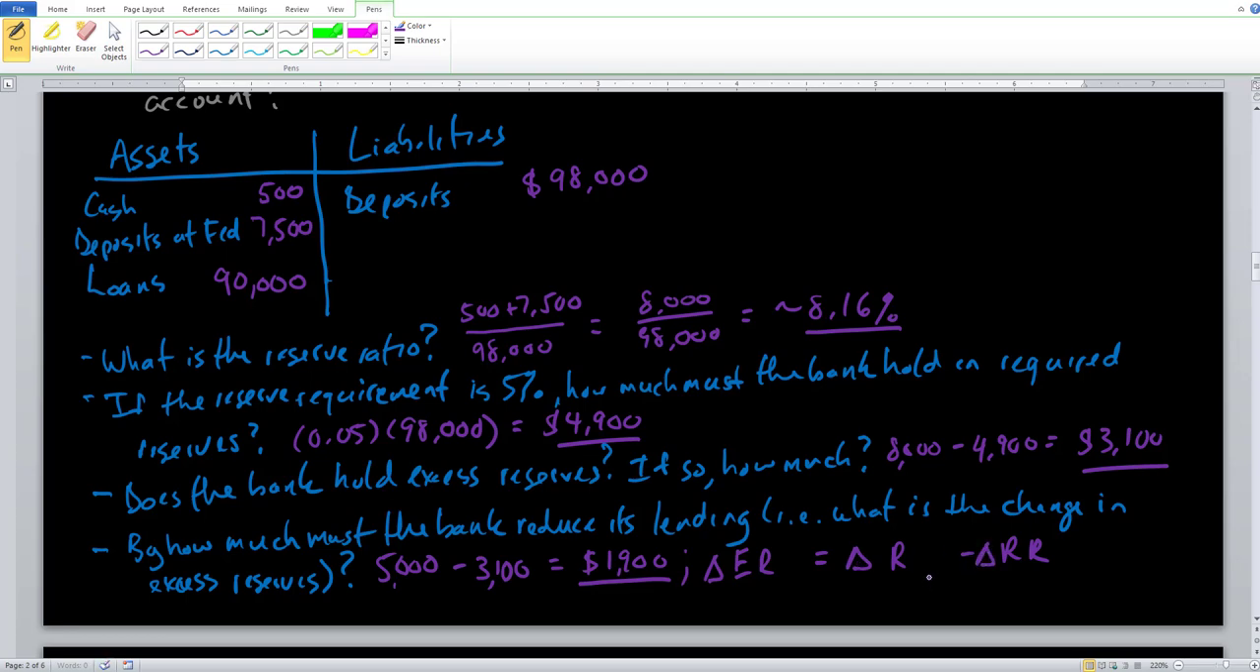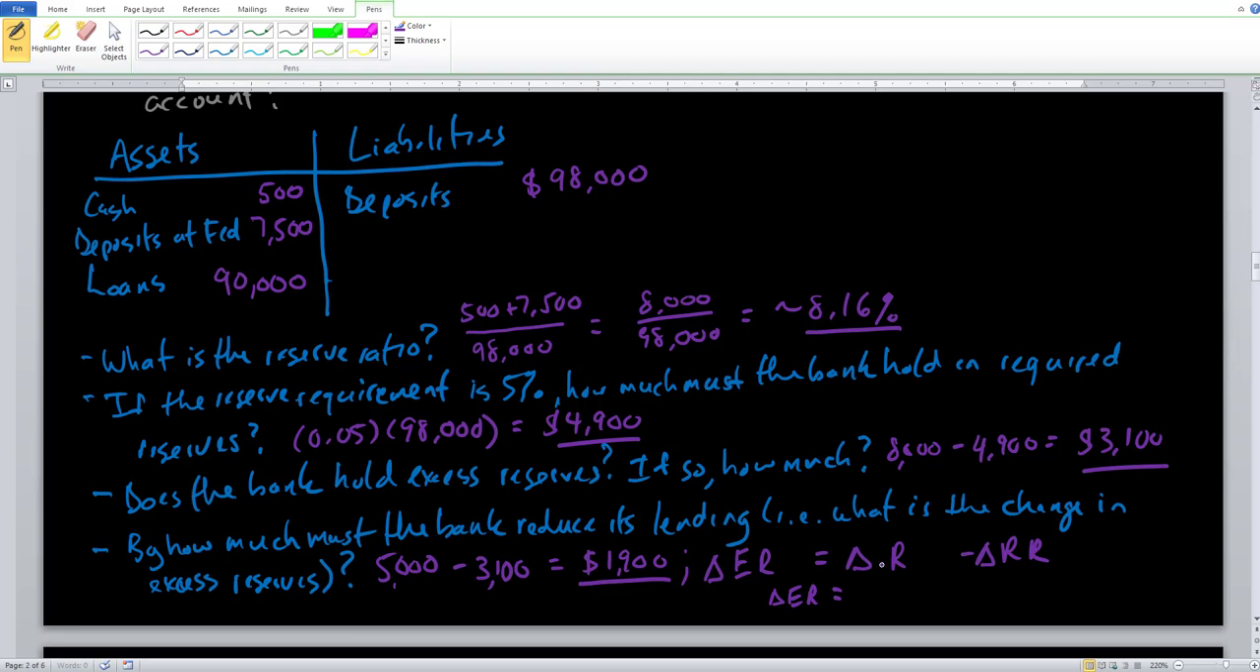This is something mathematical that you can absolutely do. Don't worry about the logistics or the derivation of it too much. Just take it as is. And this just tells us the change in excess reserves is equal to the change in reserves minus the change in required reserves. So essentially, what we are solving for is the change in excess reserves.